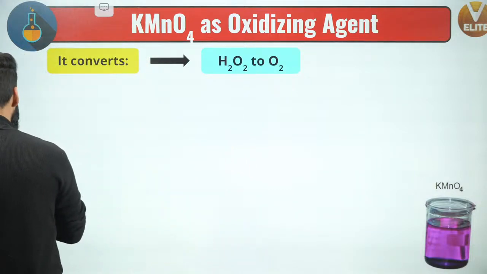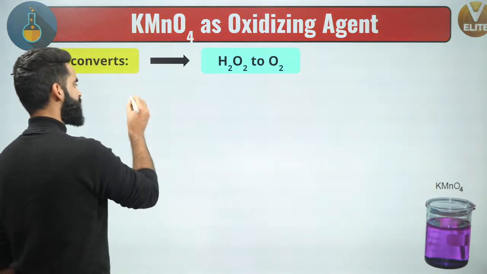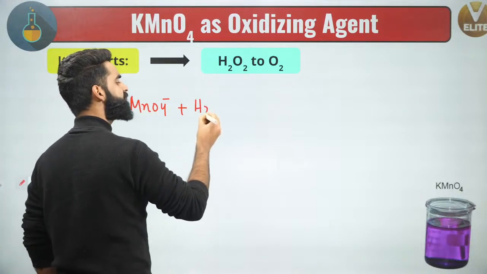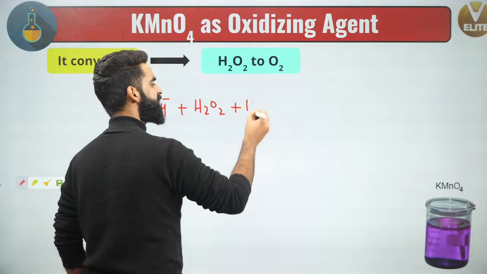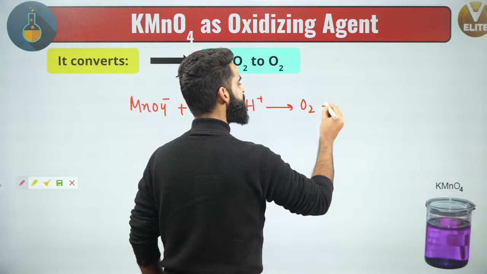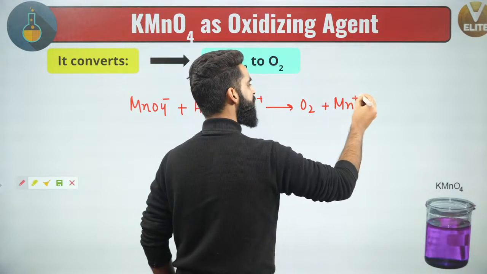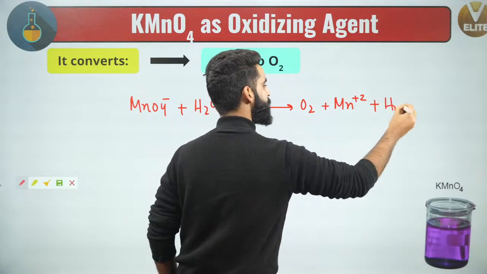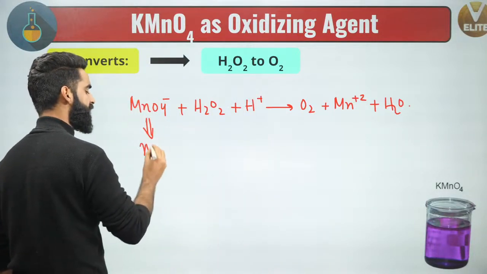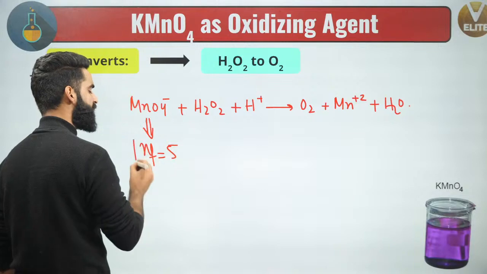Remember the same KMnO4, the same MnO4 negative. It converts your hydrogen peroxide. It converts H2O2 in acidic medium. To what? It converts it to O2, and itself we already know it gets converted to Mn di positive, and with this I'll be writing some water molecules as well. And first thing, we already know the n factor of MnO4 negative in the acidic medium. Isn't it going to be 5?